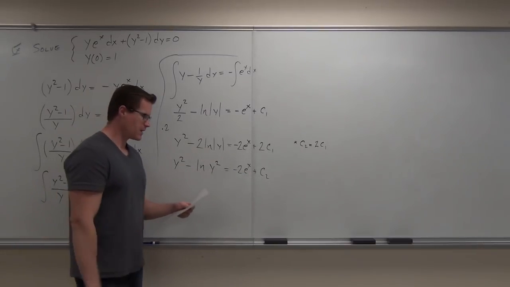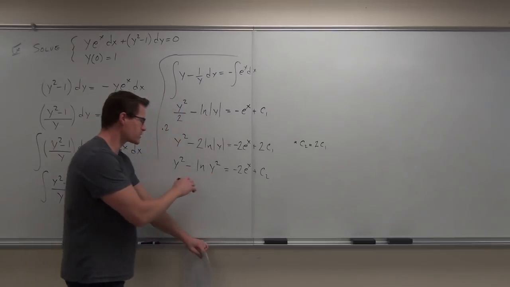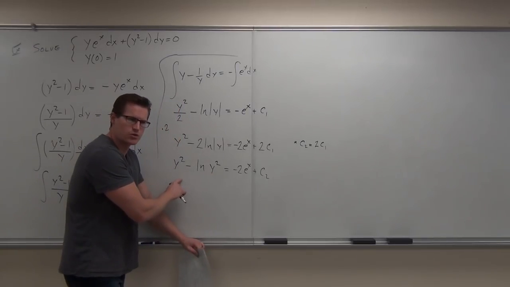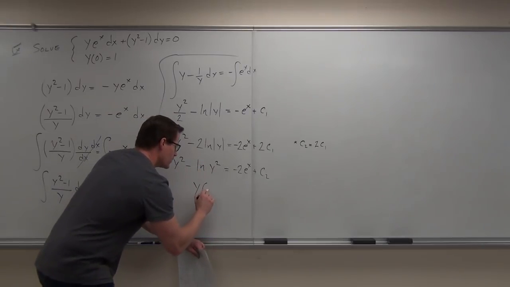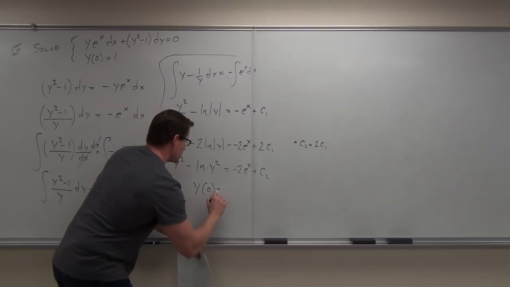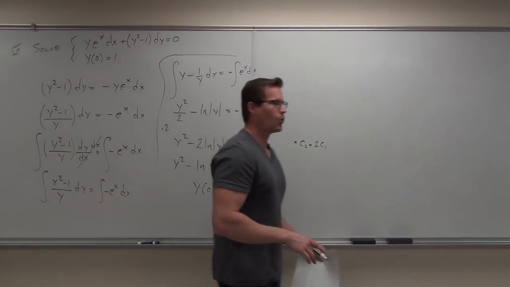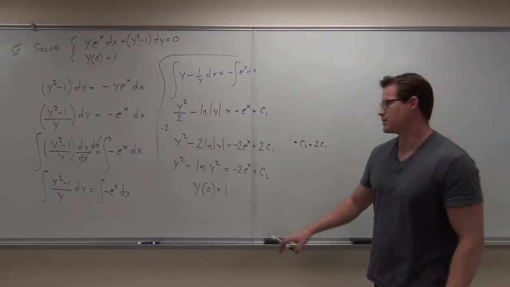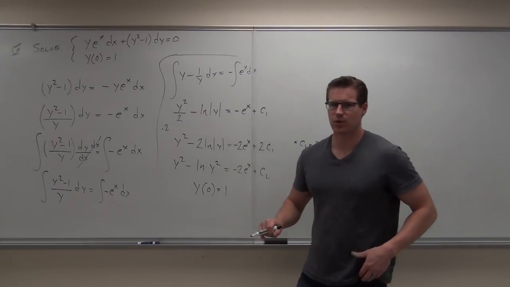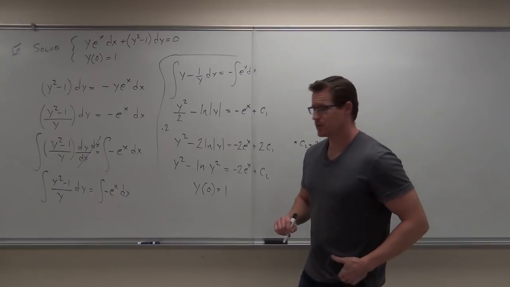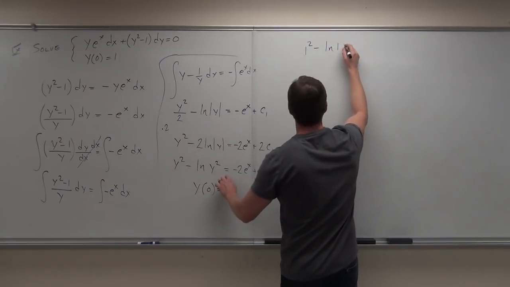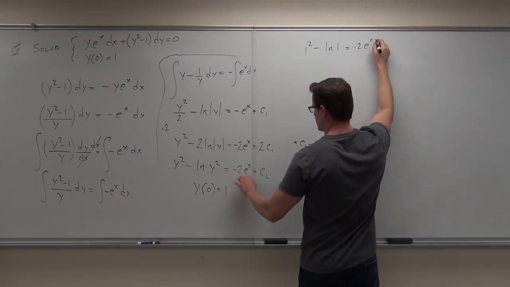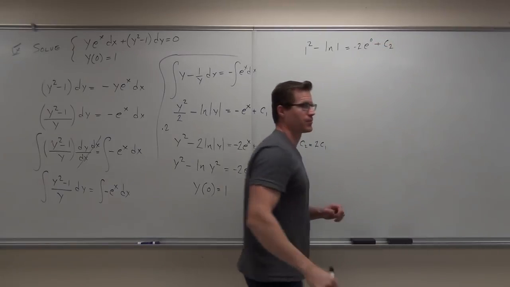Okay. Now, at this point, this is where you plug in your initial value. Notice, there's no way in the world that you are going to get y by itself here. Do you see that? There's not, all ln's. You can't get y explicitly. So this is where we use that initial value. We say y of 0 equals 1. Now tell me, what would our x become here? 0. What would our y become? 1. So if that's the case, we get 1 squared minus ln of 1 equals negative 2 e to the 0 plus c2. Plus c2.